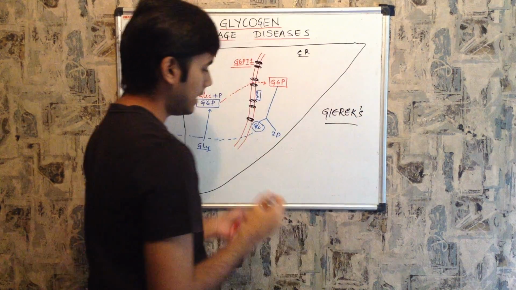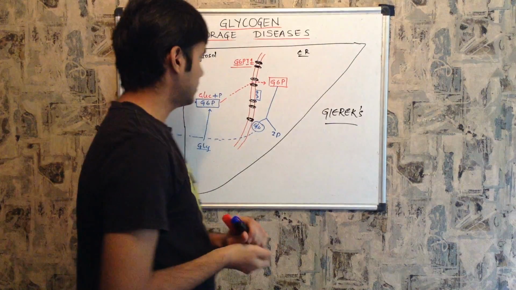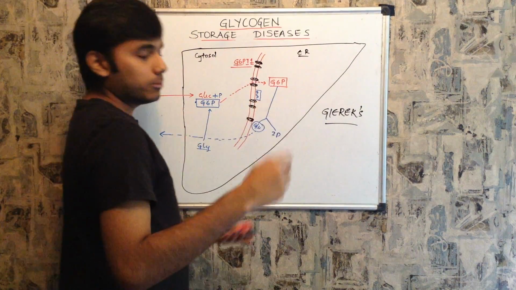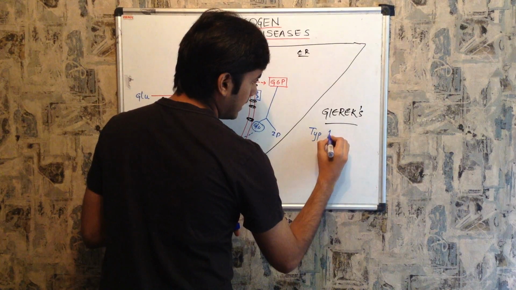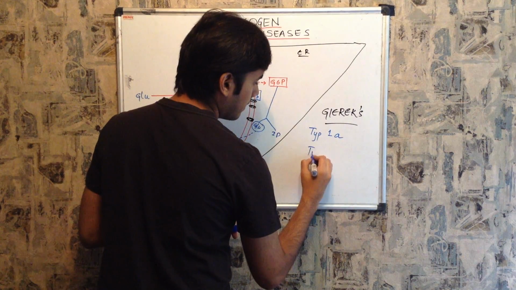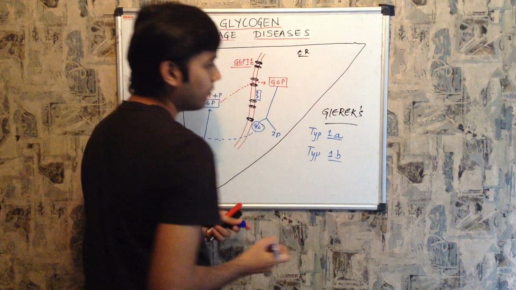What exactly happens in Gyrke's disease? As I told you, there is a deficiency of the enzyme glucose 6 phosphatase. So there are two types of Gyrke's disease: type 1A and type 1B.